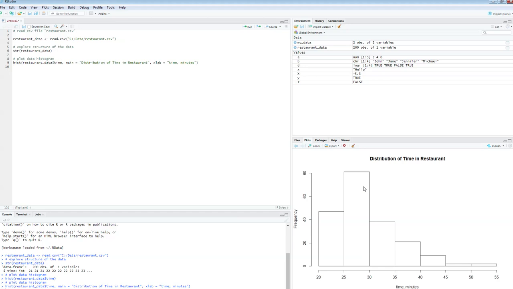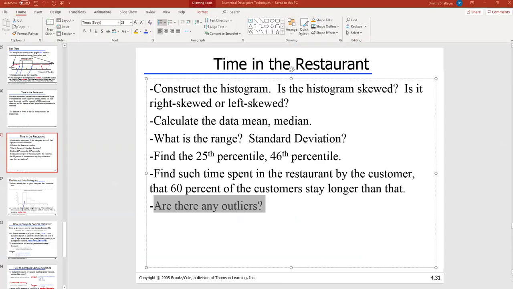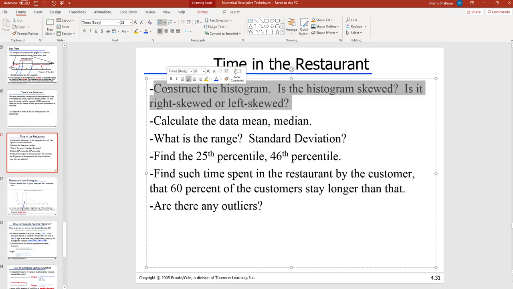Non-symmetrical, pretty obvious, right? Where is it skewed? Well, again, the skew of the distribution is where the long tail points. So the long tail goes to the right, so it's a right or positively skewed histogram. Simple as that. Okay, so we're done with part number one. Part number two, calculate data mean and the median.